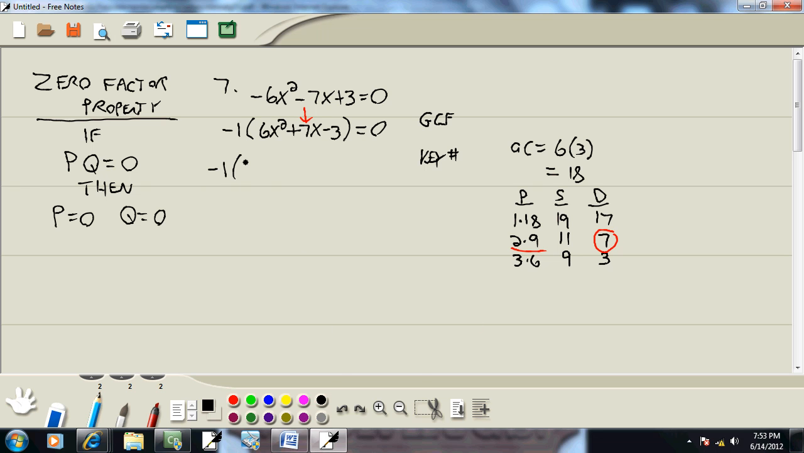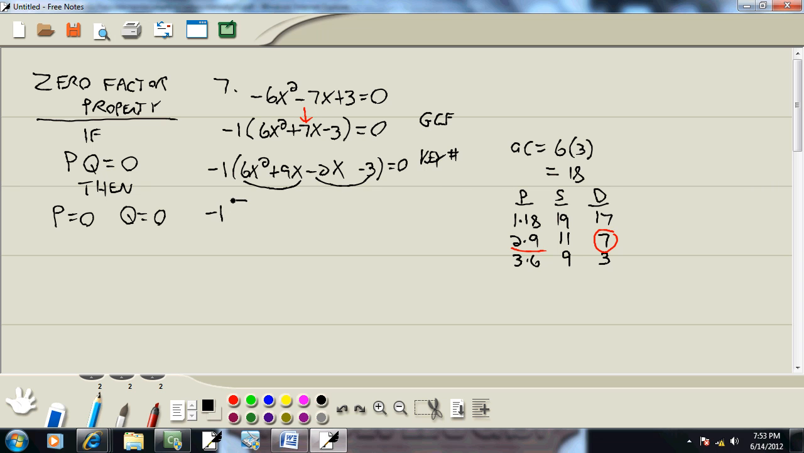And how we use that is we rewrite our middle term using those two numbers. The larger number in our p column, which is a 9, is always going to be the same sign as the middle term, which is positive. The number I circled in the difference column, d for different signs, so if the 9 is positive, then the 2 will be negative. And then we'll factor by grouping.